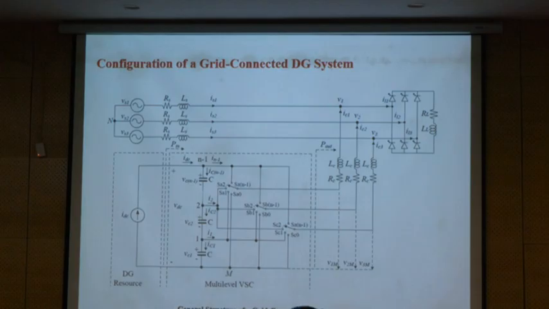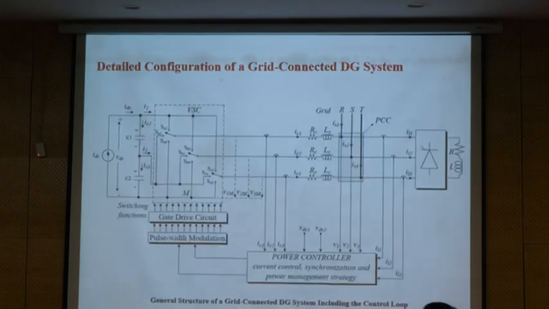Okay. So if we go into a little more detail, we see that we have a source here, we have the interface converter here, we have a gate drive circuit here, and pulse width modulation here. So we make the measurements from the grid side, load side, and converter side, make the control loop here, then give the order to the converter to inject based on what we need, not what we can provide, okay?